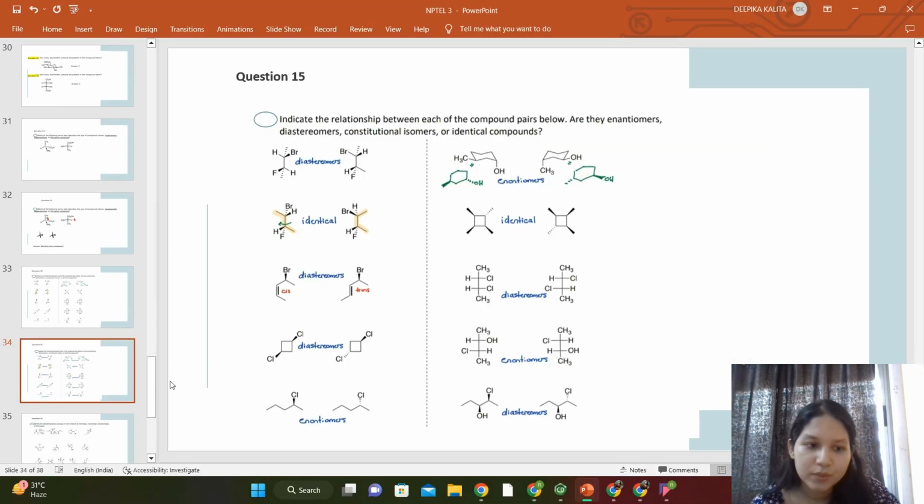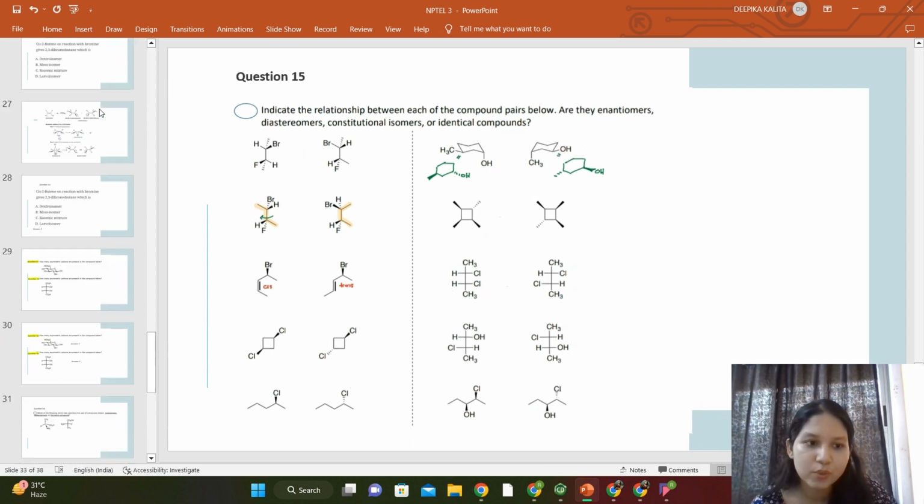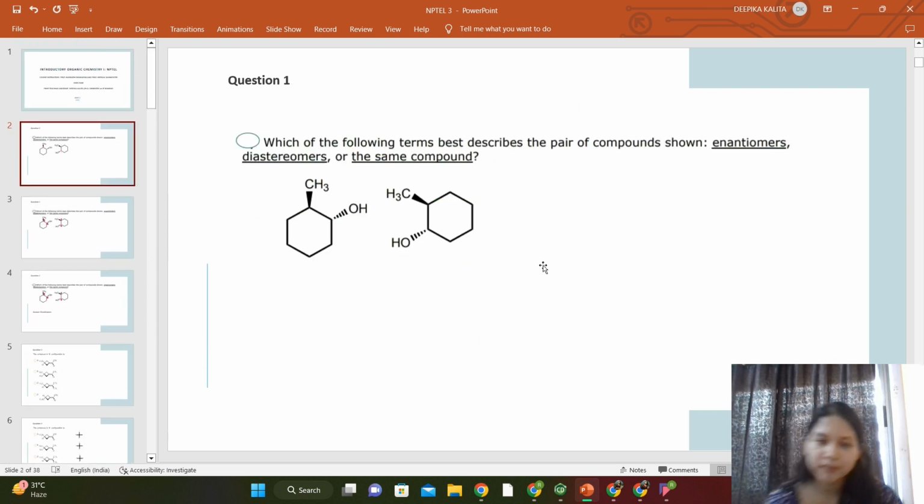Hence, we have solved these questions on the topics of stereochemistry, and let us quickly go through the questions that we have discussed today. First, we saw this question where you had to identify whether the given pair of molecules are enantiomers, diastereomers, or the same compound.